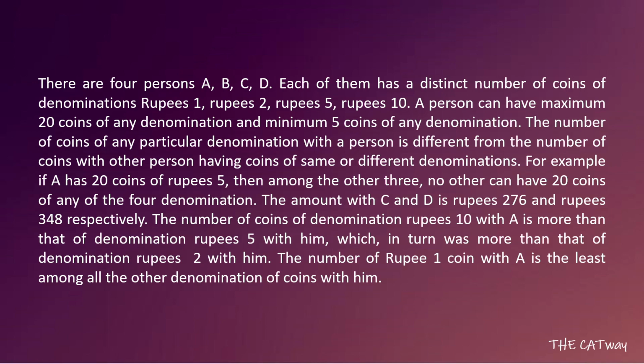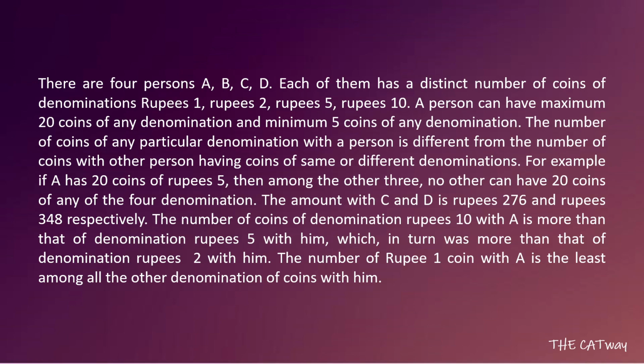So the question says that there are four persons A, B, C and D. Each of them has a distinct number of coins of denomination rupee 1, 2, 5 and 10. A person can have maximum 20 coins of any denomination and minimum 5 coins of any denomination. The number of coins of any particular denomination with a person is different from the number of coins with other person having coins of same or different denominations.